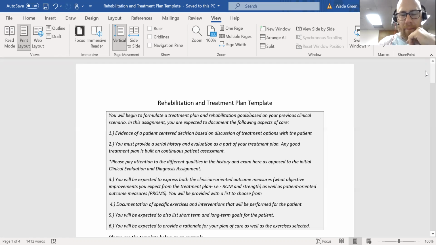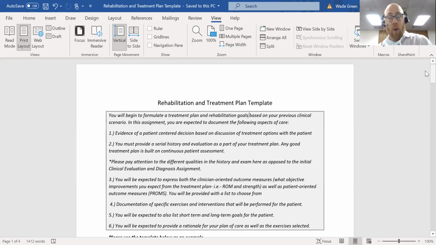So now, in the template that I'm giving you guys here, pay attention to the content of the exam. How is it different? Take a look at it, and try to identify exactly what about the exam is different here than what it was in the clinical documentation and diagnosis assignment. So you'll be expected to express the clinician-oriented outcome measures that you're going to be looking at. So what is that? What is a clinician-oriented outcome measure?